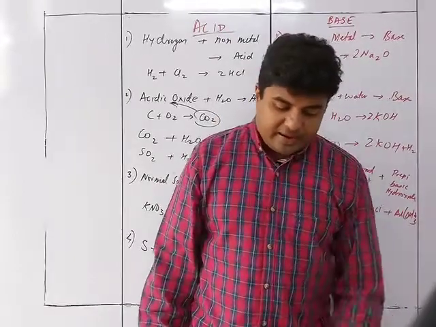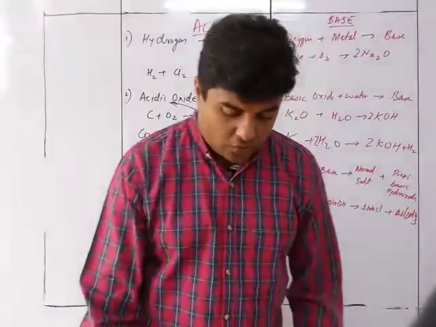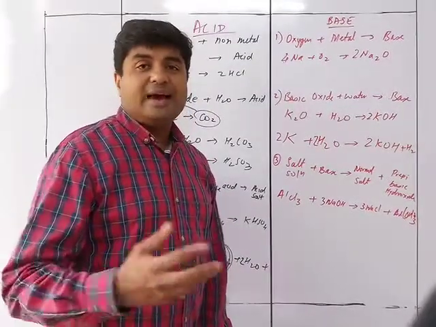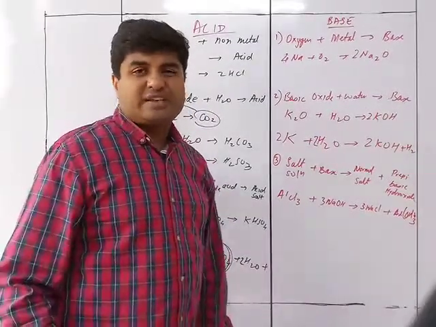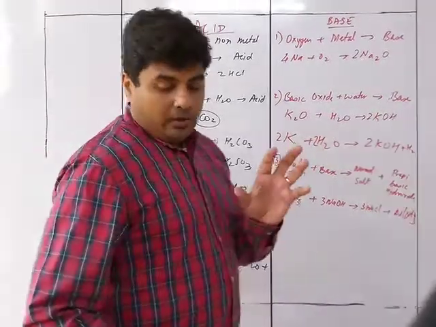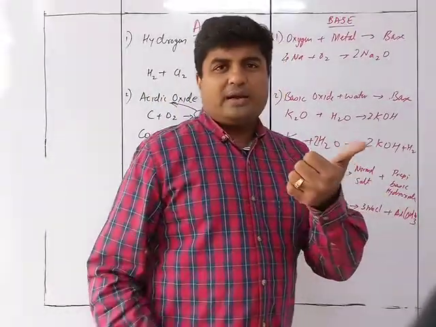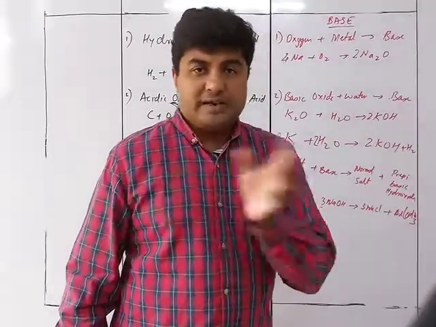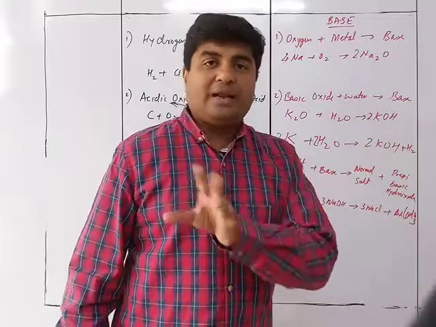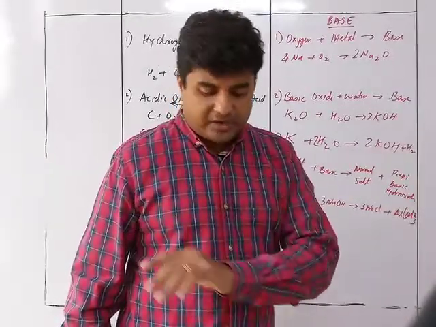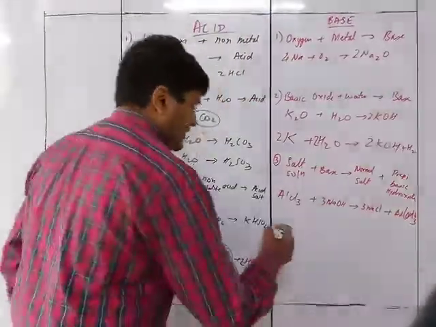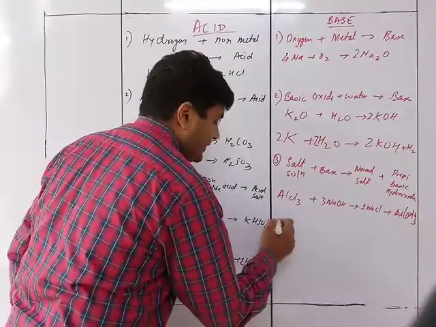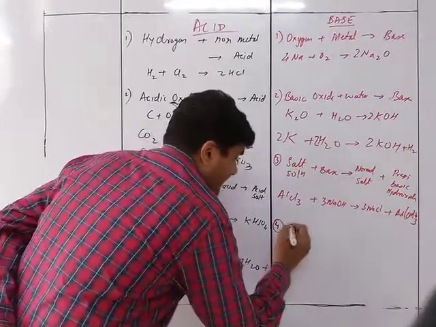The last one is bases by decomposition of salts. So we have certain salts. When certain salts are heated, they are just going to give you the oxides of metal. We know that carbonates when heated will give you the metallic oxide plus carbon dioxide. Nitrates when heated will give you metallic oxide plus nitrogen oxide plus oxygen.